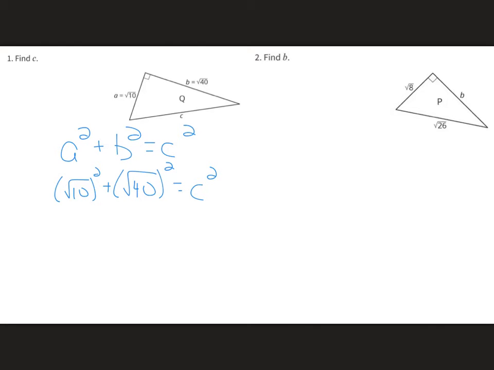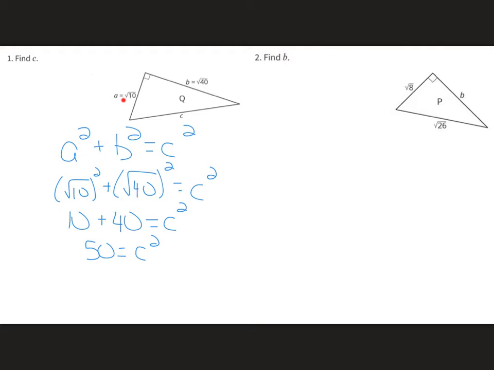Now, you learned how to put this in your calculator. Also, you don't even really need a calculator here. Remember that a square and a square root are inverse operations, so they cancel each other out, and you're left with the radicand. So the square root of 10 squared is 10. The square root of 40 squared is 40. So 40 plus 10 is 50. 50 equals c squared.